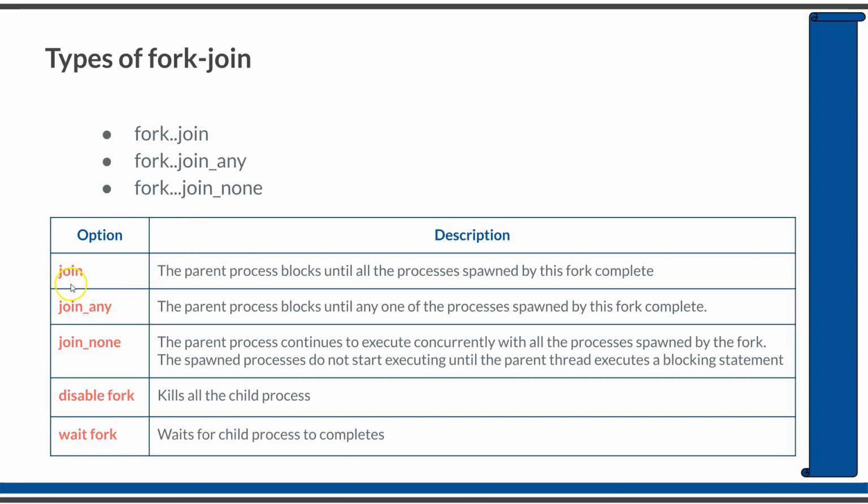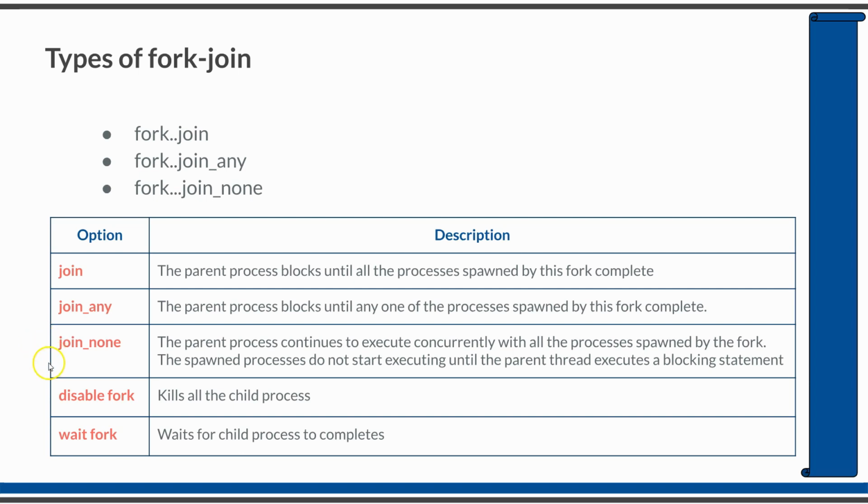If I am just using a simple join, then the parent process will be blocked until all the child processes which are spawned are completed. But if you are using a fork join any, then the parent process will be blocked until any one of the child processes completes. And in case of a fork join none, the parent process will not get blocked, or it will come out of the fork join immediately after launching all the child process threads. We will see more examples of these three statements in the next slide.